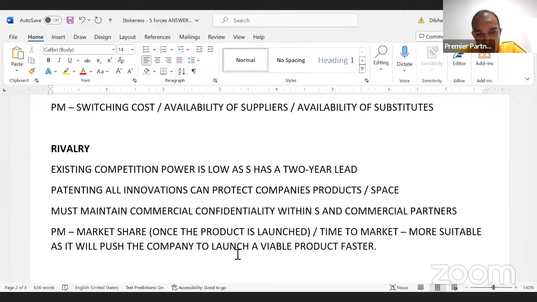Performance measurement can be market share once the product is launched. You have to explain that in the exam. If you say market share, now there's no market. Time to market, lead time, is more suitable as it will push the company to launch a viable product faster. Clear?